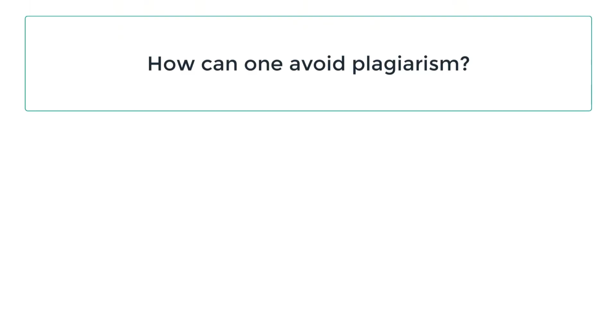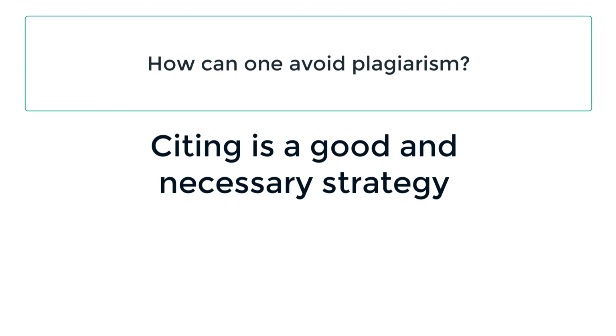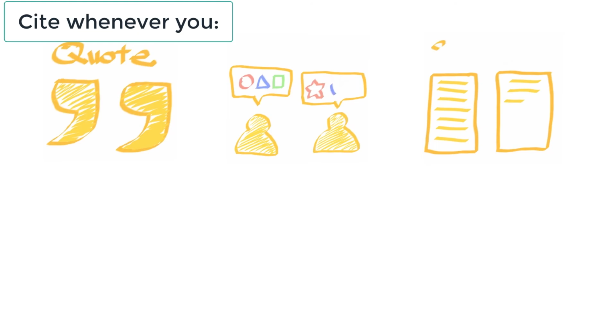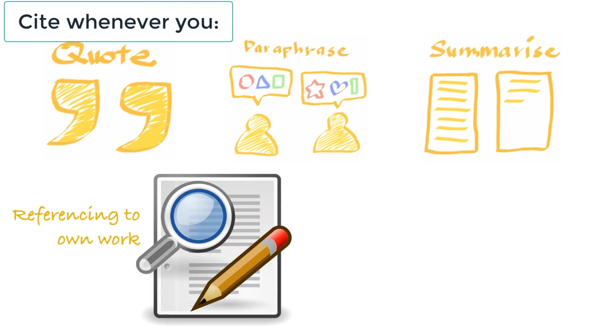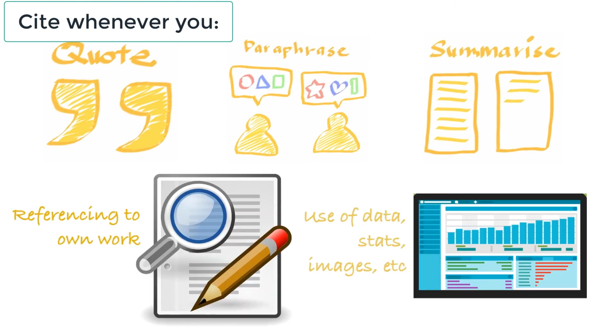How can one avoid plagiarism? Citing is a good and necessary strategy. Instead of copying an idea without attribution, cite whenever you directly quote from a source, paraphrase or summarize ideas from a source, reference your own work, or use statistics, data, images, or other works created by others.